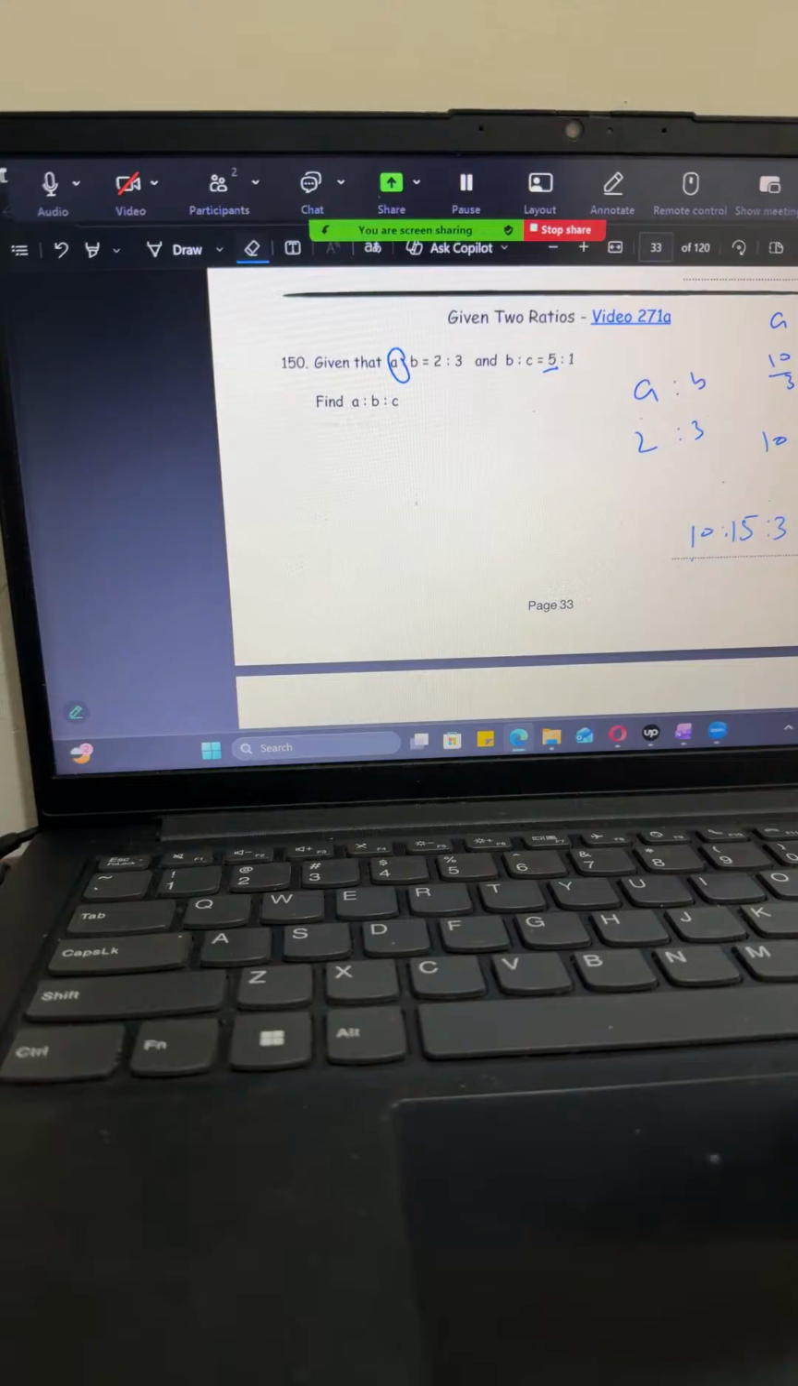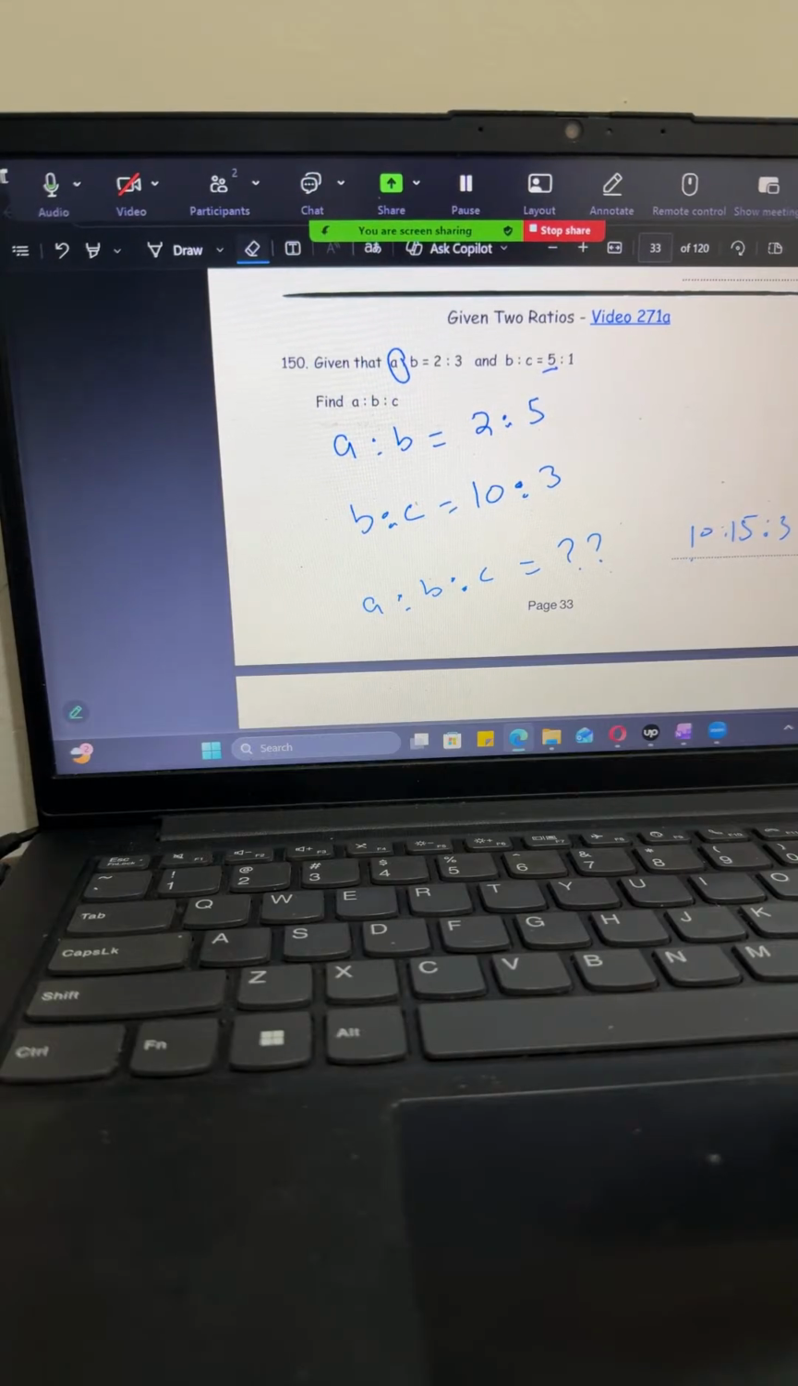Let's say A to the ratio of B is equals to 2 to the ratio of 5. Then B to the ratio of C is equals to 10 to the ratio of 3. Can you find A ratio B ratio C? Give it a try. Are you able to see the question? Yeah, I can see. Okay, let me erase the random stuff over here.